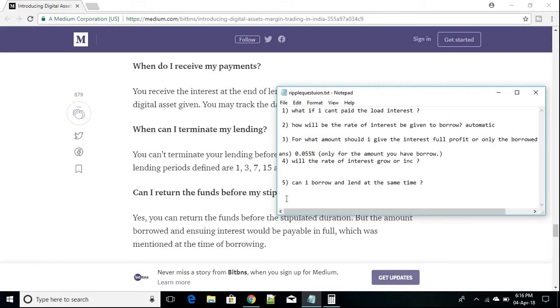So the fifth is, can I borrow and lend at the same time? No sir, you cannot borrow and lend at the same time, because they have a criterion that you cannot borrow and lend at the same time.